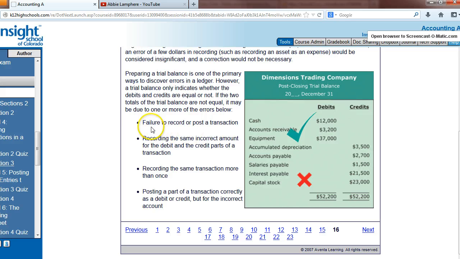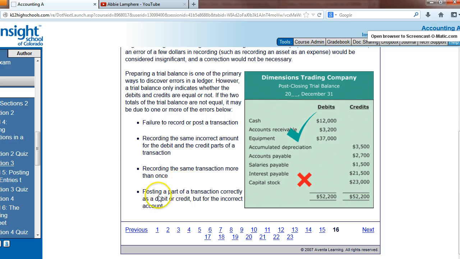Okay, so if two balances are not equal, it may be due to one or more of the following errors below. So these are some typical errors that take place if your balances did not equal out. Then these could be some of your problems. Maybe you failed to record or post a transaction, so maybe you skipped one out of your journal when you were recording over to the ledger. Recording the same incorrect amount for the debit and the credit parts of the transaction, so maybe you recorded the wrong amount.